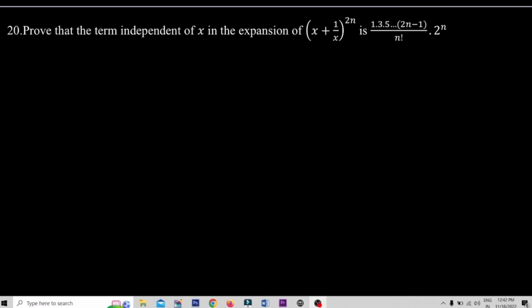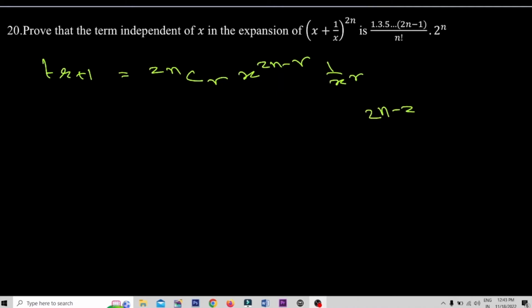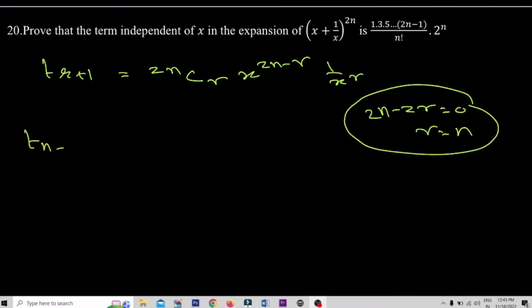Prove that the term independent of x in the expansion of (x plus 1 by x) whole to the power 2n. So, term independent of x. We can say T(r plus 1) is the term independent of x. So we are getting 2nCr, first term whole to the power 2n minus r, and 1 by x whole to the power r. According to the question, 2n minus 2r equals 0, r equals n. So the (n plus 1)th term is the term independent of x, and it's also the middle term.